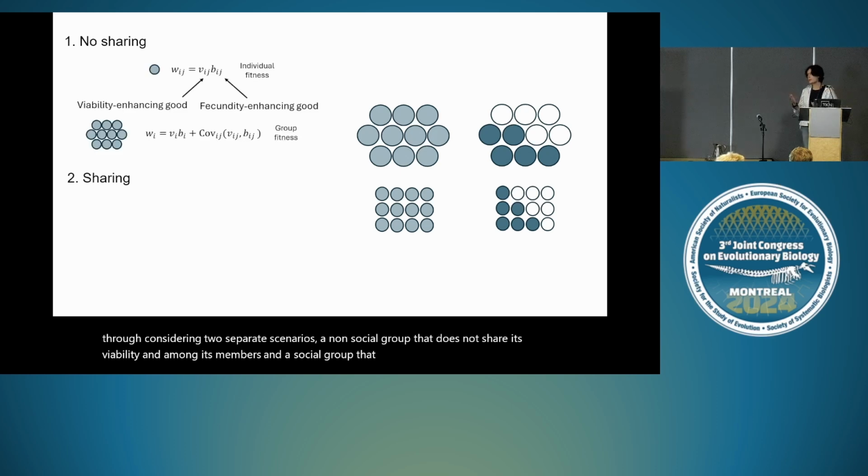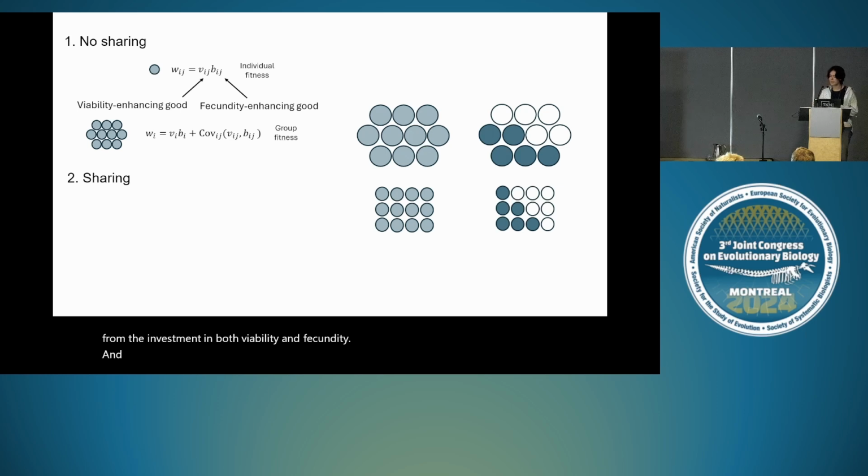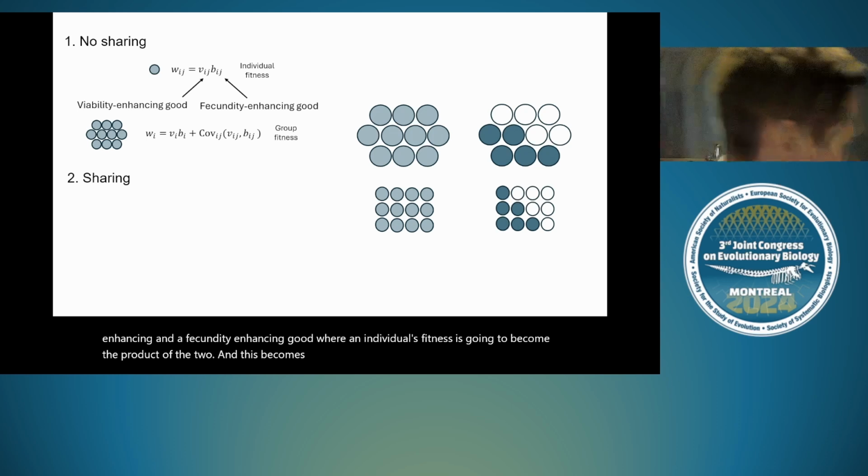So in this first scenario, the non-sharing scenario, we assume an individual's fitness arises from the investment in both viability and fecundity. And in order to separate the effort, the investment the cells are putting in, and the resulting returns on fitness, we model this with the production of a viability-enhancing and a fecundity-enhancing good, where an individual's fitness is going to become the product of the two. And this becomes important a little bit later on.